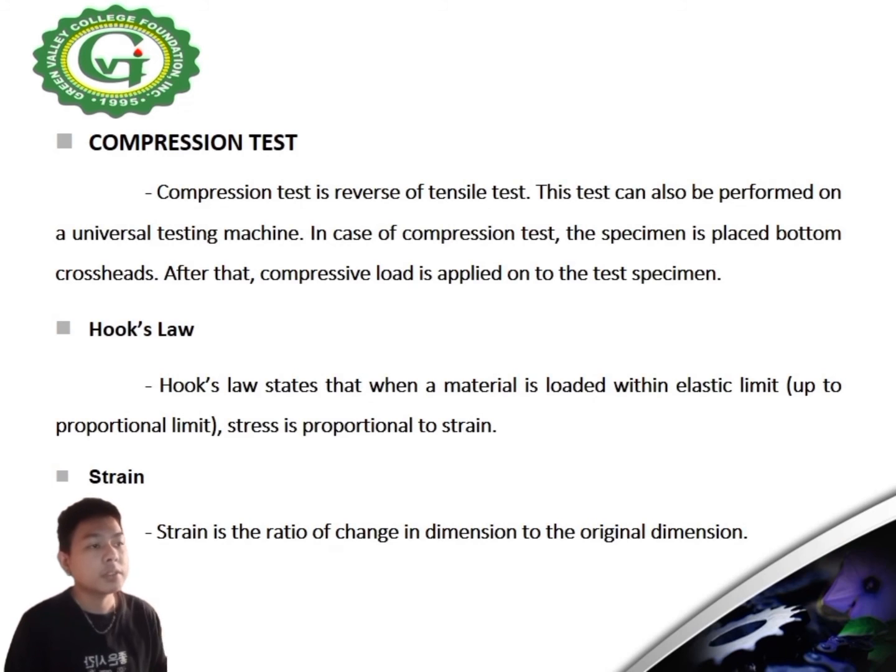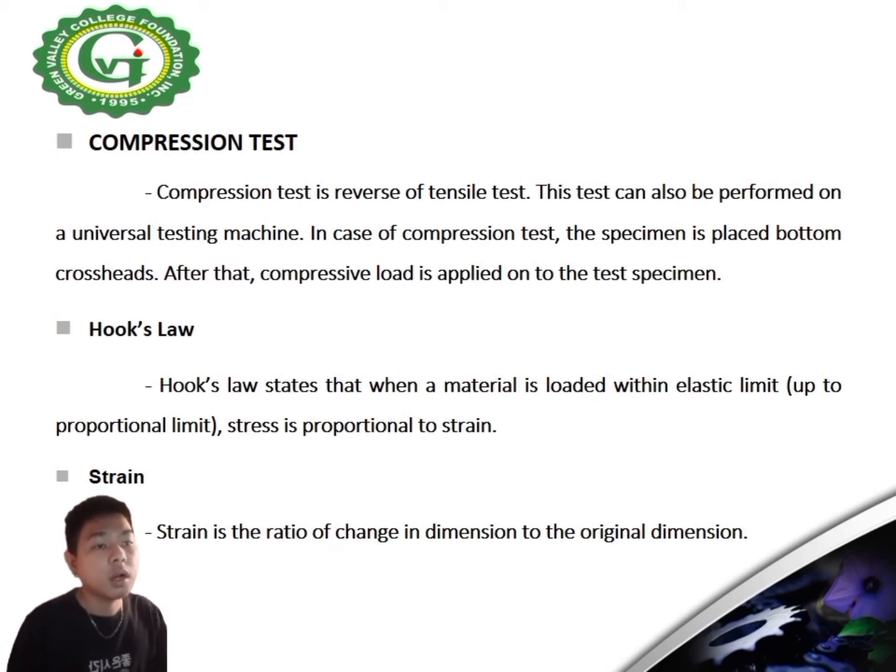So we have the compression test. The compression test is a reverse tensile test. This test can also be performed on a universal testing machine. In the case of a compression test, the specimen is placed between the crossheads. After that, a compressive load is applied to the test specimen. This test is generally performed for testing brittle materials such as cast iron and ceramics.